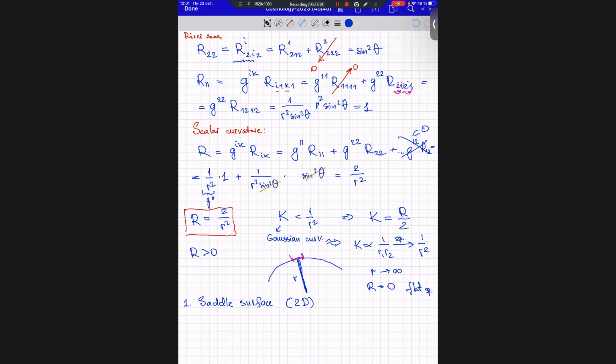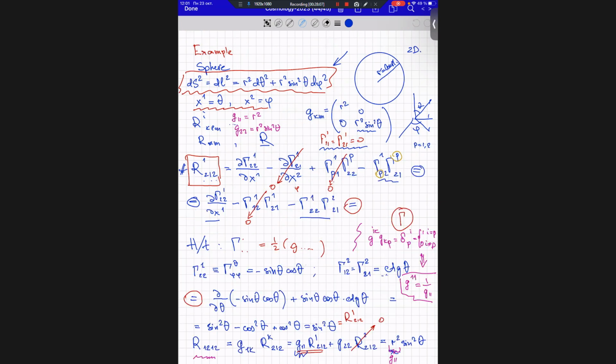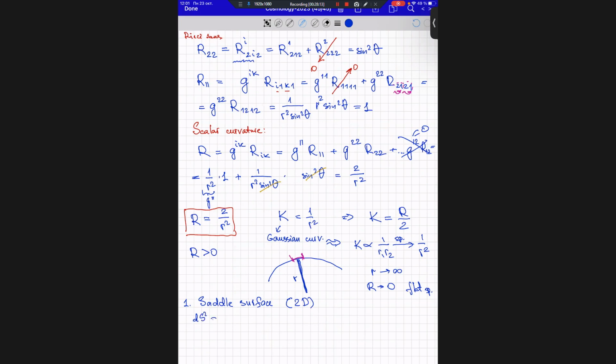In a much more general case, it's called Lobachevsky space. And how do we write it? The s square, which is the square of the interval, the same as the square of the length, has the following metric: r square d theta square plus r square sinh square theta d phi square.